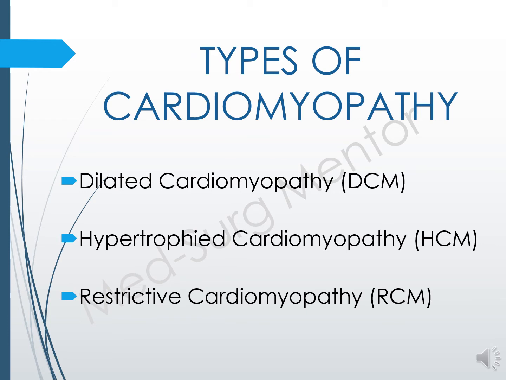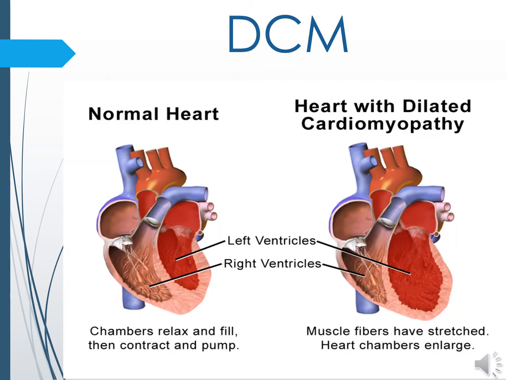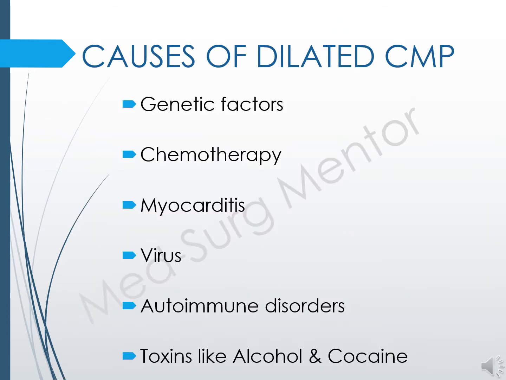Now let's move on to the types of cardiomyopathy. It is categorized into three, and they are dilated cardiomyopathy, hypertrophied cardiomyopathy, and restrictive cardiomyopathy. Let's see each one in detail. Now let's move on to dilated cardiomyopathy. It is a condition in which the heart muscle becomes weakened and enlarged. As a result, the heart cannot pump enough blood to the rest of the body. Common causes of dilated cardiomyopathy are genetic factors, chemotherapy, myocarditis, viruses, autoimmune disorders, and toxins like alcohol and cocaine.